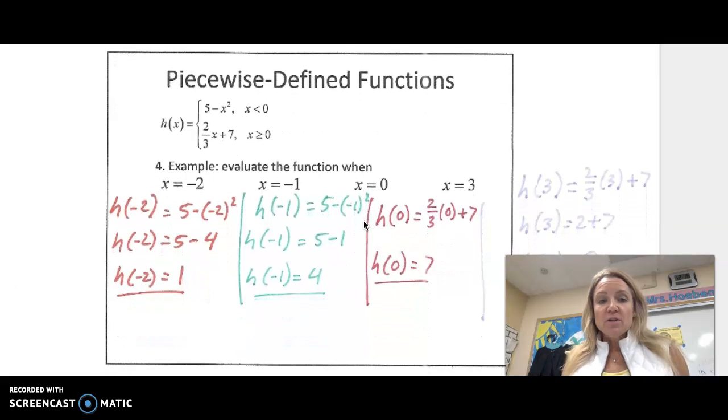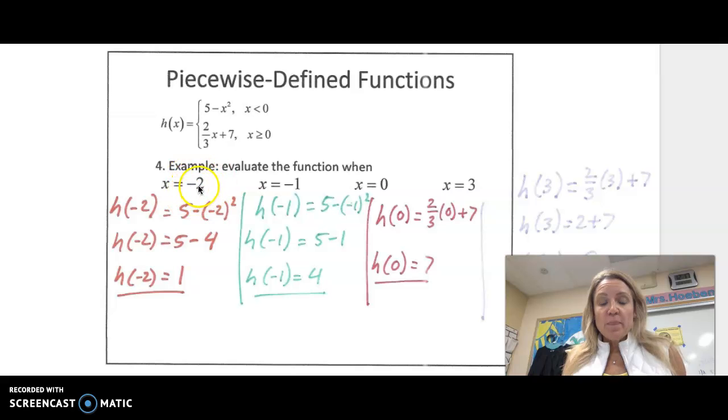All right. Now we're going to talk about piecewise defined functions. So for h of x, now we have 2 pieces. That's why it's called piecewise. For any number they give us that is less than 0, we're going to use this function. And when they give us a number that is greater than or equal to 0, we're going to use this function. So you just have to pay attention to what number they're asking you to plug in.